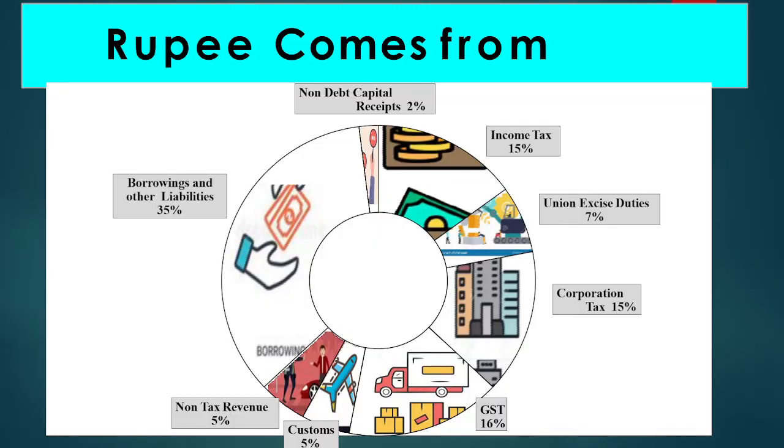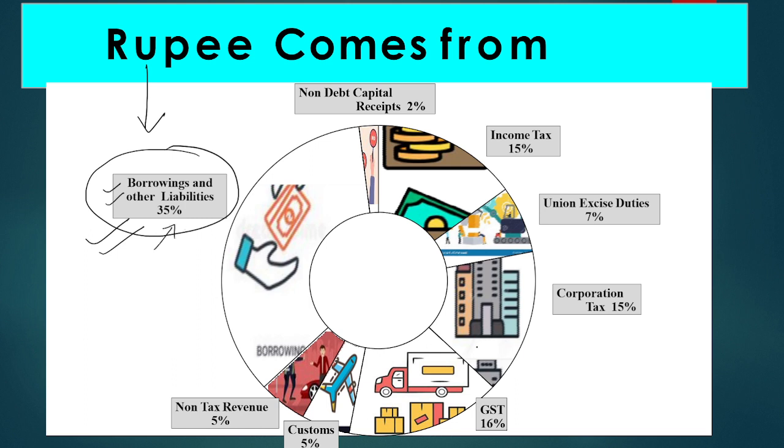Next, if I talk about where the rupee comes from or where this rupee goes, this is again very important. If we are making any budget, you should know where we are earning money and where we are investing or spending it. If I talk about where the rupee comes from, the major sector, the major point, is borrowings and other liabilities. The major segment from which we are earning rupees is borrowings and other liabilities, that is 35%.